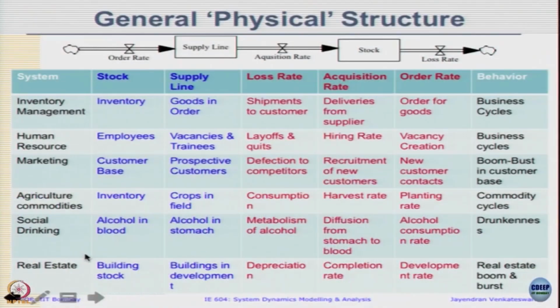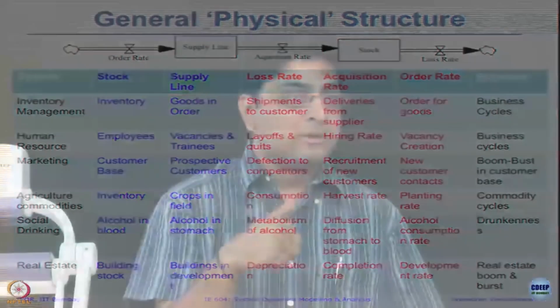In real estate, the building stock has buildings under development as the supply line, and when buildings depreciate, that is the loss rate. The completion rate adds new buildings to the stock, and the development rate adds to the supply line. This results in real estate boom and bust, where multiple players are building a lot of buildings based on the current demand. When new developers come into play, the total building stock increases, then price goes down, then they hold, because they are not really worried about the supply line, they just keep building.